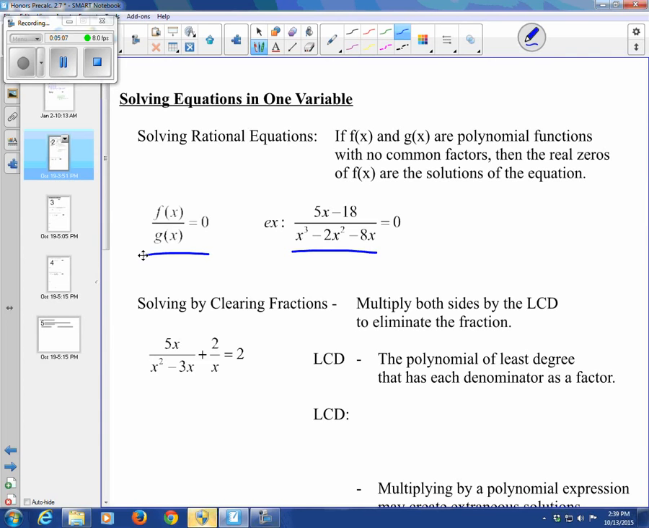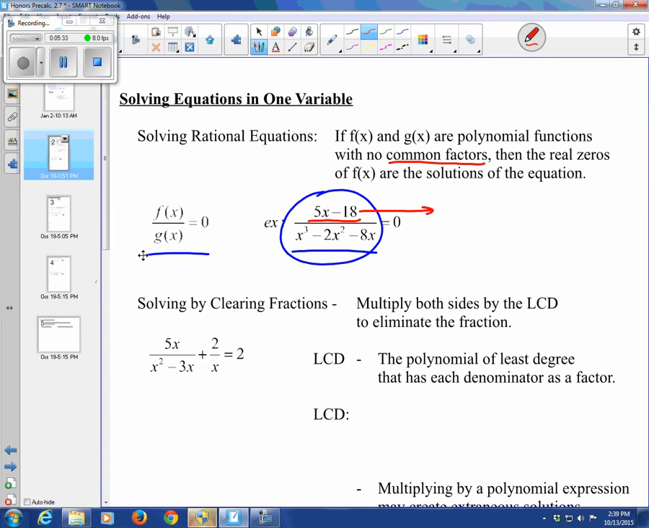So basically the way we can think about this is a fraction is going to equal 0 when the numerator of that fraction equals 0. So right here, that means that this statement is going to equal 0 when we have 0 in the numerator, so long as we don't have a 0 in the denominator. And this is what we mean by no common factors. If right here, 5x minus 18 is a factor of the denominator, then we're also going to get 0 in the denominator and we'd be undefined.